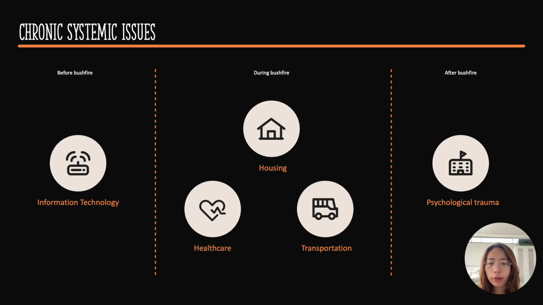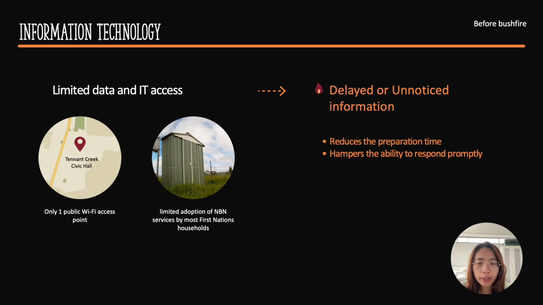There are also several ongoing system issues in Tana Creek affecting its residents, especially First Nations people. As bushfires draw near, timely alerts and awareness are crucial. With only one public Wi-Fi access point available at the library in Tana Creek and limited adoption of NBN service by First Nations households, the lack of access to essential data and information technology can result in delayed or unnoticed information. This reduces the preparation time and hampers the ability to respond promptly when a bushfire approaches.